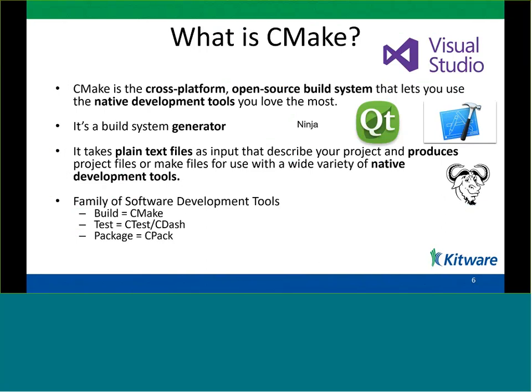So what is CMake? CMake is a cross-platform open source build system that lets you use the native development tools you love the most, or maybe the next build tool that comes out that's really cool. So it's a build system generator. It doesn't actually do the build. It generates to different types of builds, so it can work with Ninja, Visual Studio, Xcode, Makefiles. The input is plain text input files where you describe your project, and then it produces project files or Makefiles for use of a wide variety of native development tools.